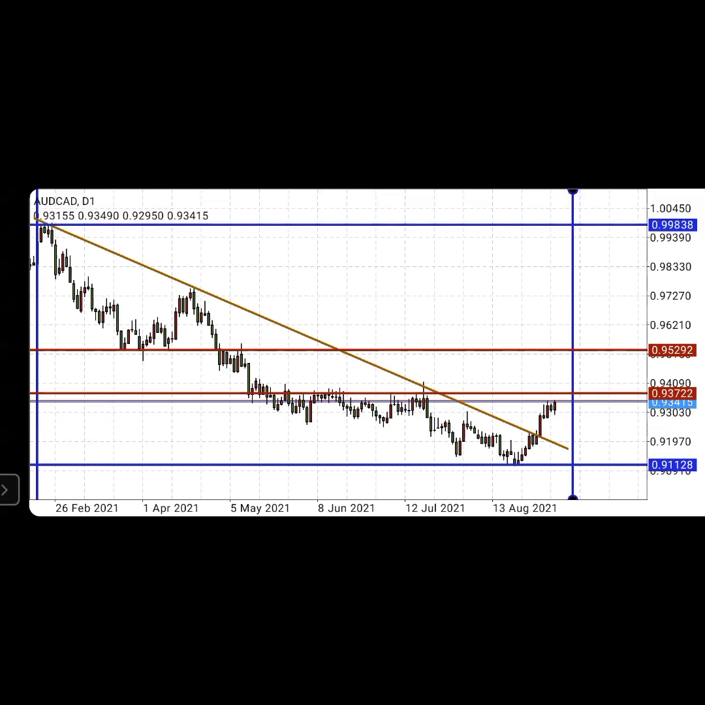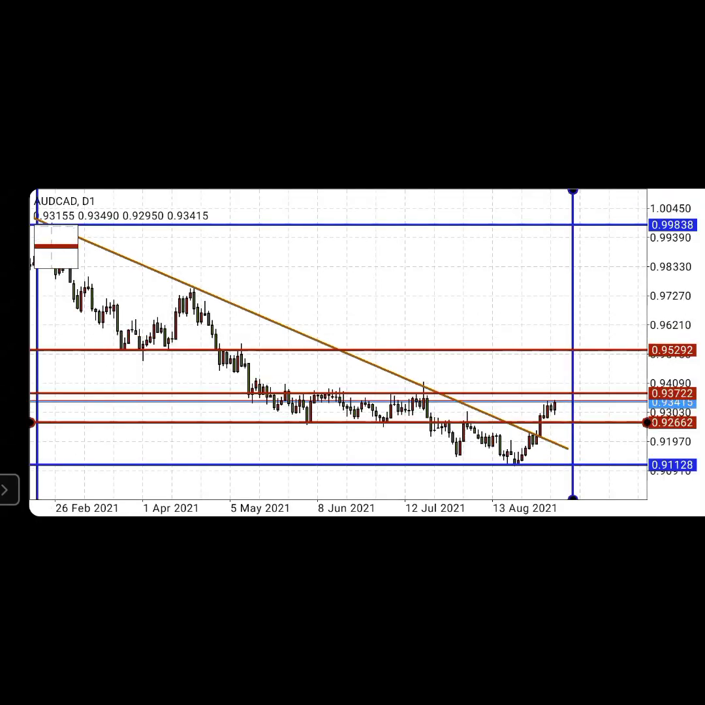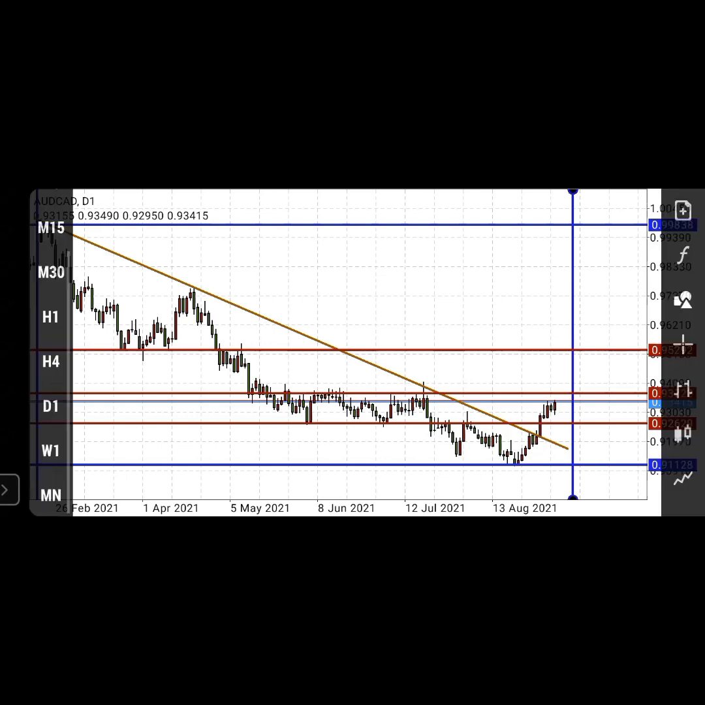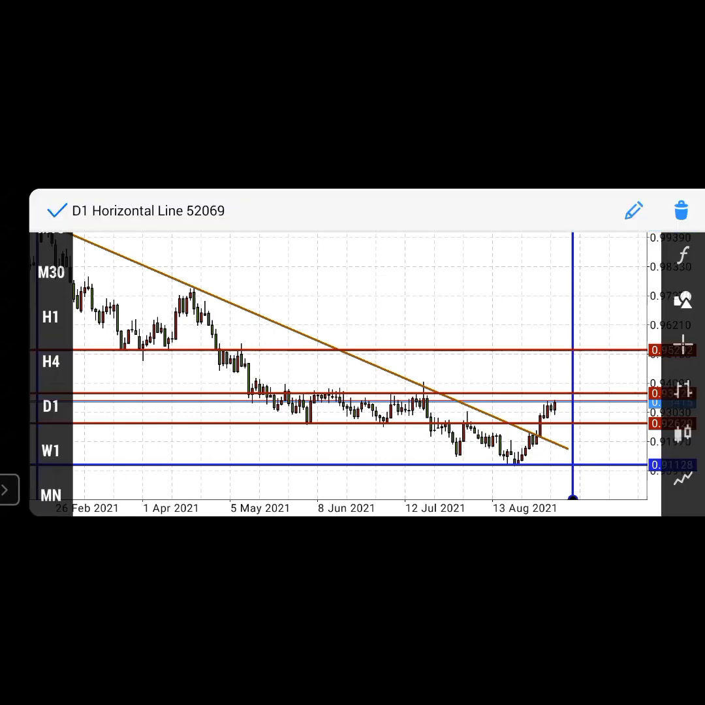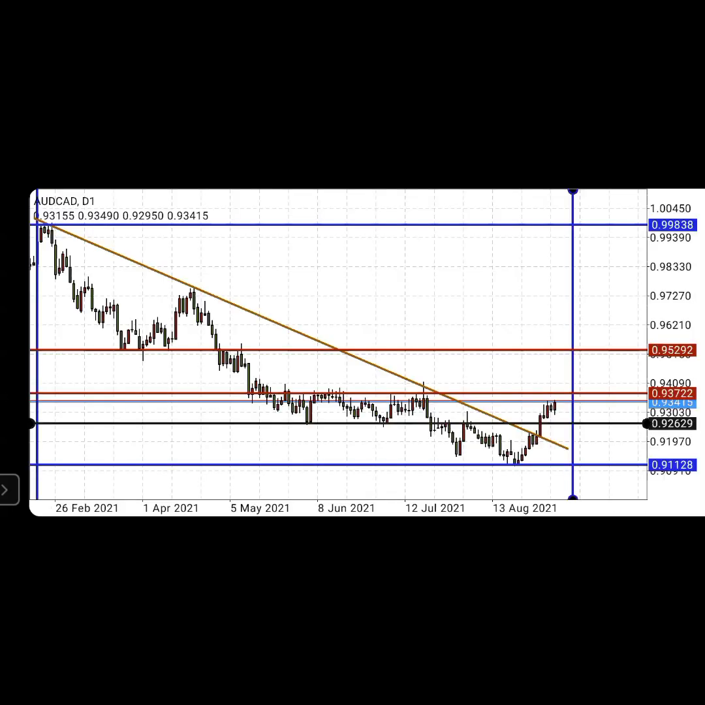Let me change the color to something else. Oh, I mistakenly deleted it. This is where our TP will be, just in case the red line is respected. Okay? If it is respected, our TP will be, let's change this to maybe black. Done. All right? So if this red line that the market is approaching now is broken, we are heading to the next red line that will be our TP2.